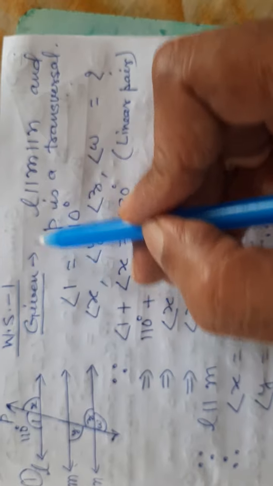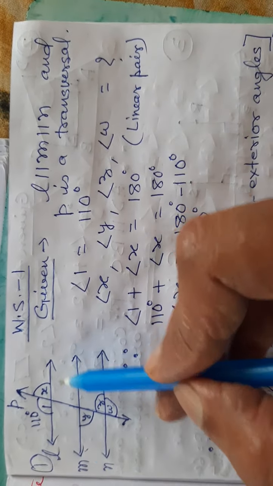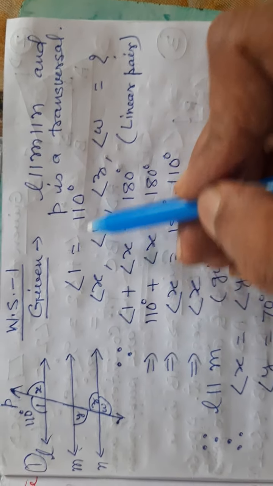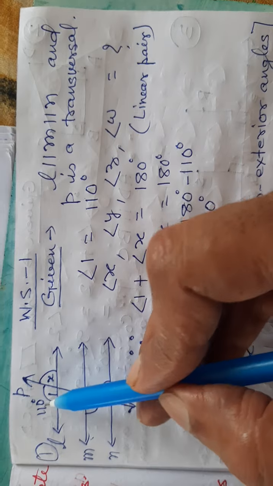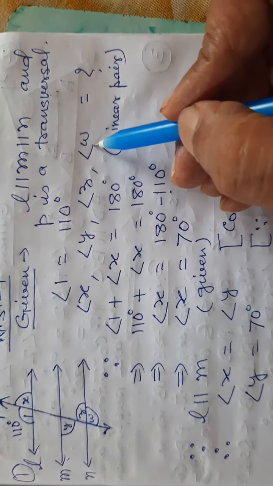Here given L parallel M parallel N, and P is a transversal. Angle 1 is equal to 110 degrees. Angle X, angle Y, angle Z, angle W, how much?